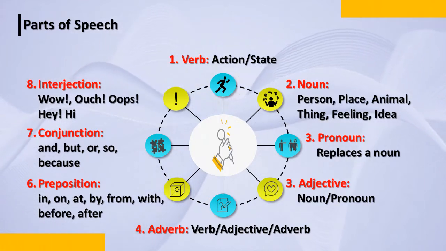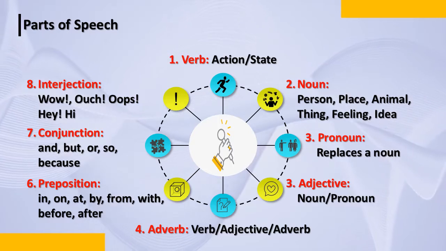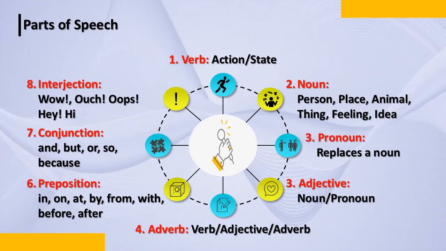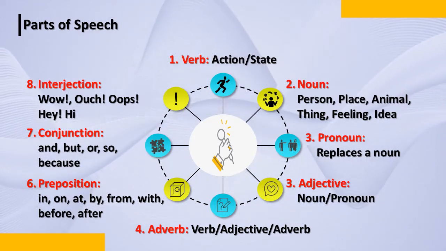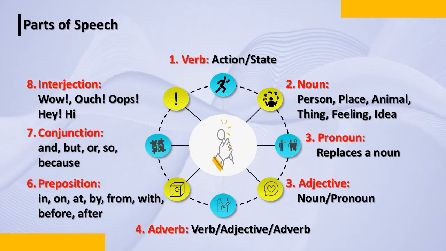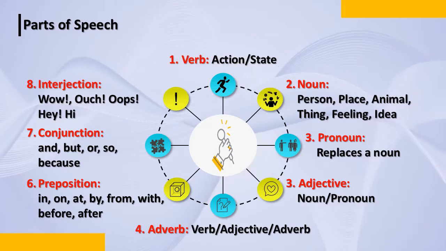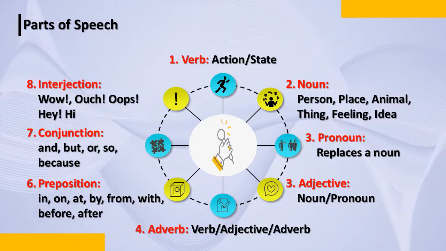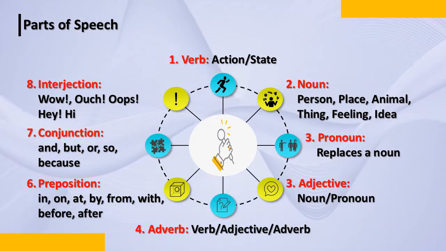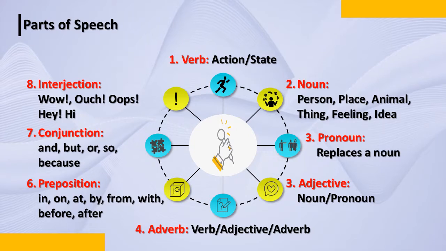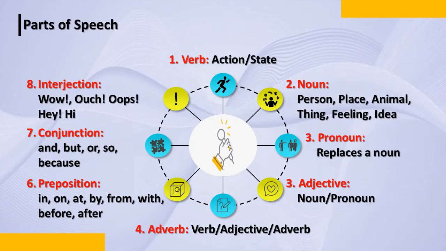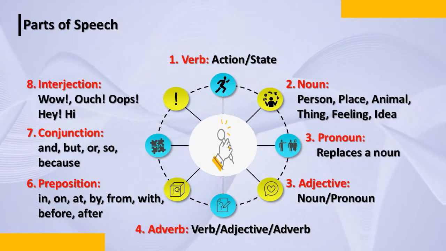The very first one is verb. A verb is an action, or a state, or a situation we are in, or a particular word describing what situation it is. The second one is noun. Noun we are very familiar with. It's a name of a person, place, animal. It can also be a name of a thing, an item. It can also be a feeling or emotion, or an idea.